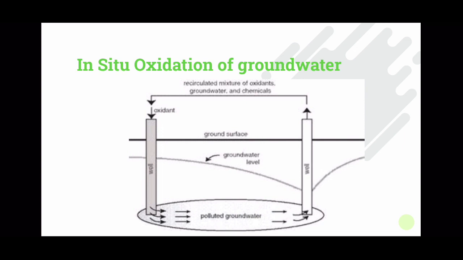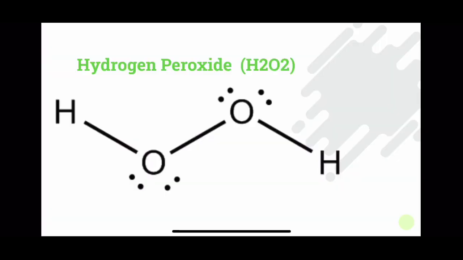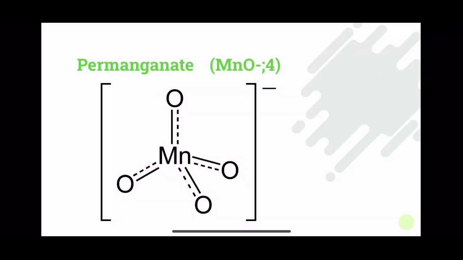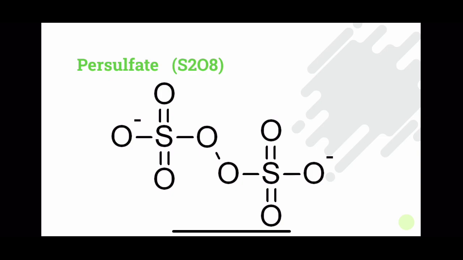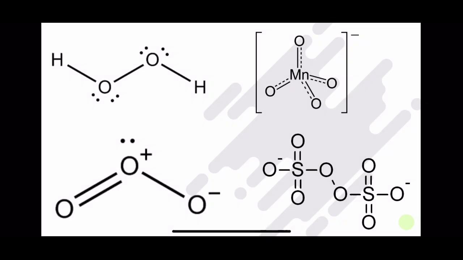Those oxidants include hydrogen peroxide, permanganate, ozone, and persulfate. The use of these oxidants in a reaction with a hazardous chemical provides a product of less harmful chemicals that can be extracted from groundwater, soil, and other sites.